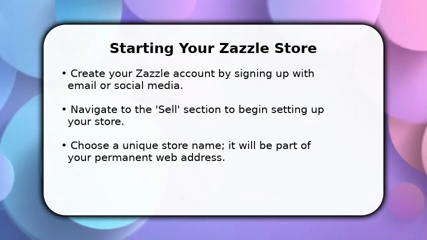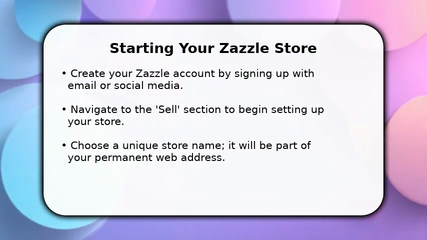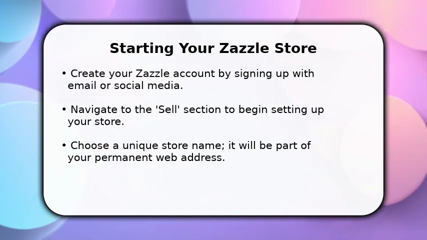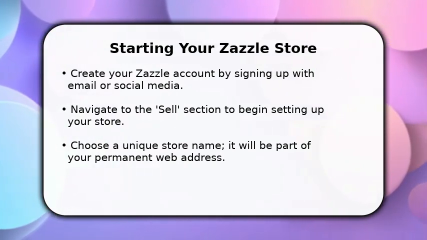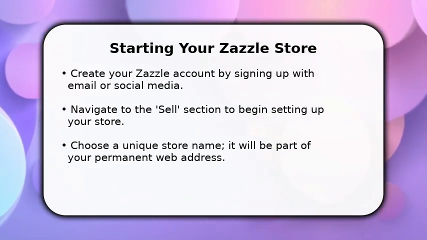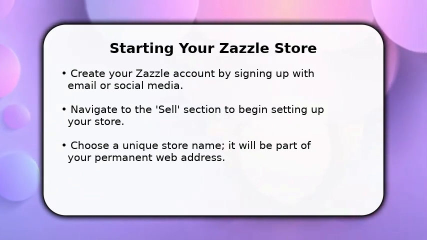In this video, I will explain how to set up a Zazzle store. First, visit Zazzle and click Sign In to create your account. You can use your email, Google, Apple, or Facebook. Once logged in, find the sell link to start your store setup. It's crucial to pick a unique store name now, as it becomes a permanent part of your store's web address. Finally, complete your designer profile by adding a picture and a brief description about yourself.